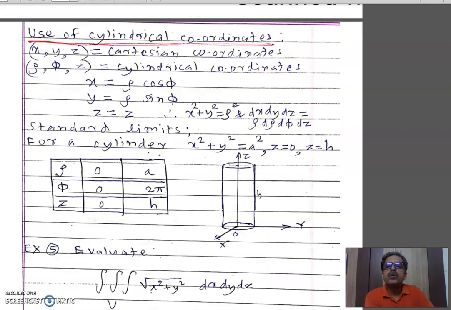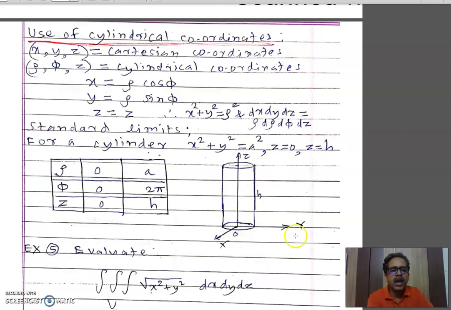Let's see now the use of cylindrical coordinates. As I told you, x, y, z are Cartesian coordinates, rho, phi, z are cylindrical coordinates, and these are the three relations. And using the first two, we have x square plus y square equal to rho square, and the product dx dy dz became rho d rho d phi dz. Let's see the standard limits for a cylinder. x square plus y square equal to a square, z is 0 to z is h. We can have this figure.